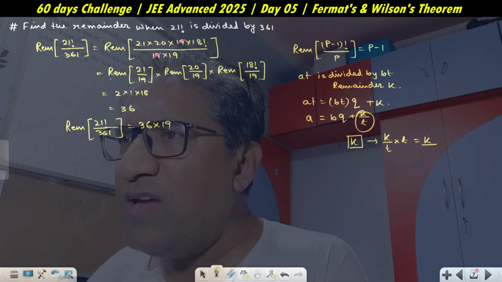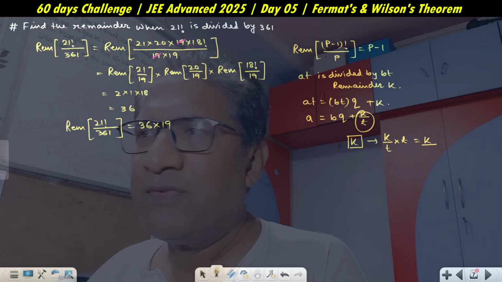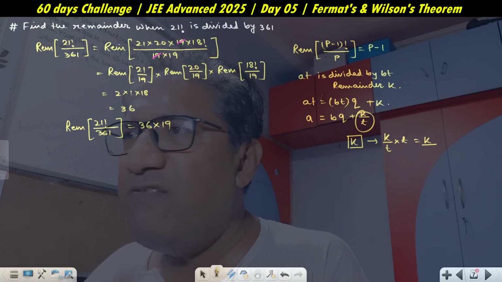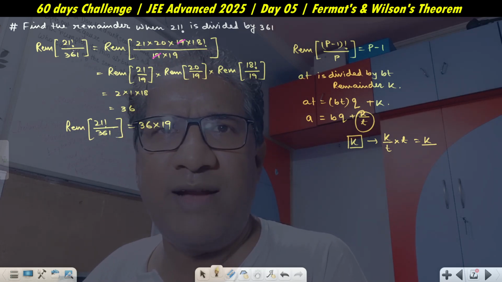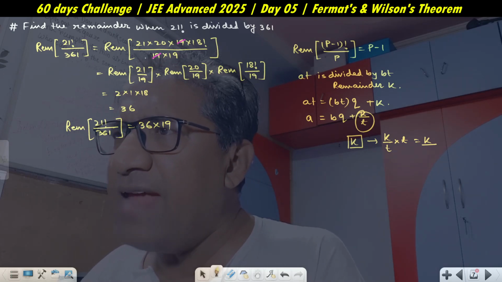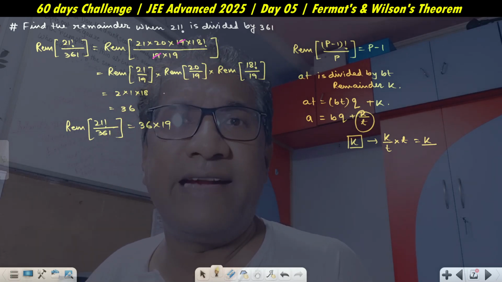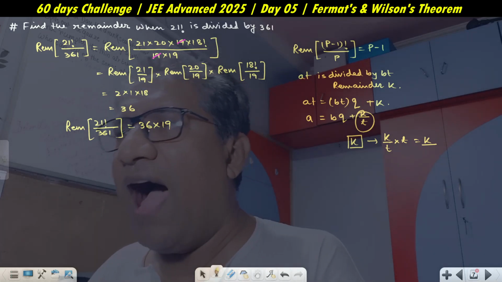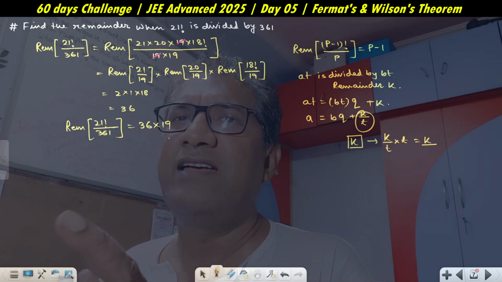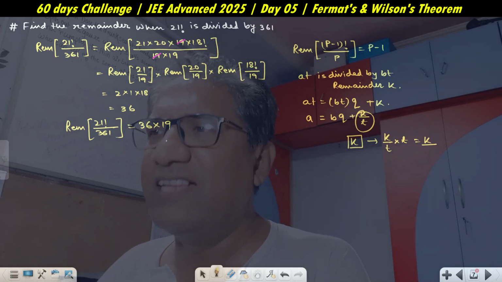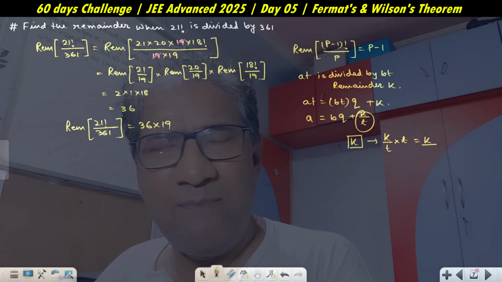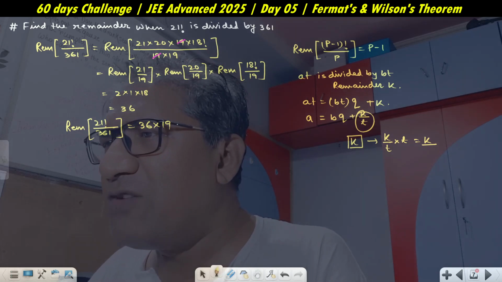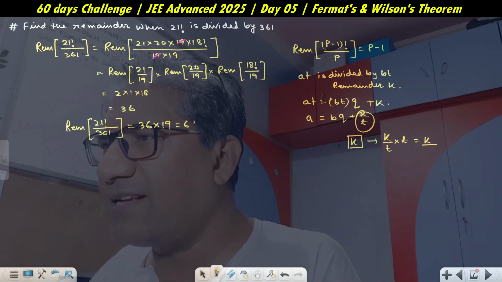So here what we have done: the divisor was 361 and the dividend was factorial 21. From the dividend and the divisor we have cancelled 19. So to get the actual remainder, you have to multiply by that cancelled term. In this case, it is 19. Is it clear? Therefore, our remainder will be 684.